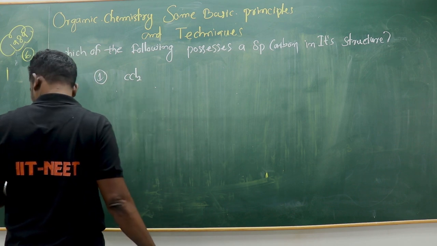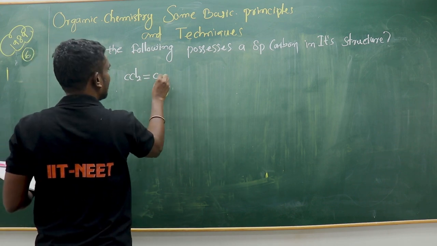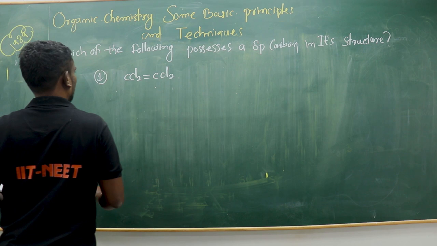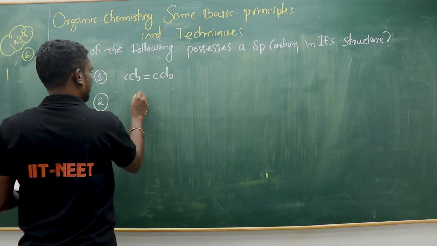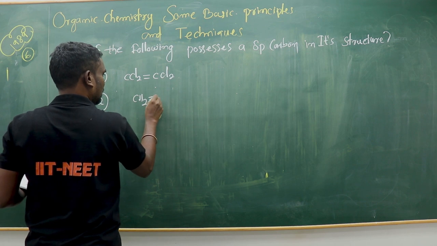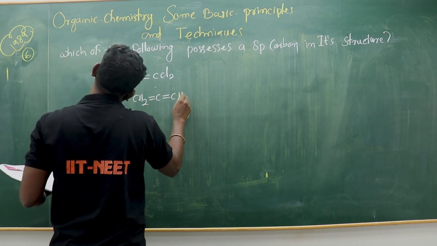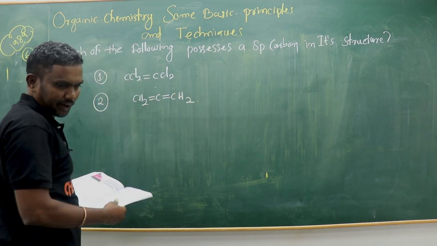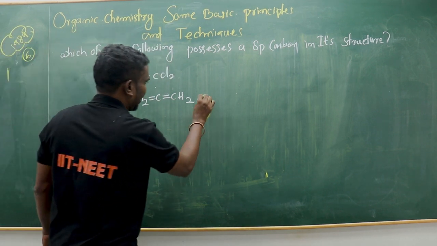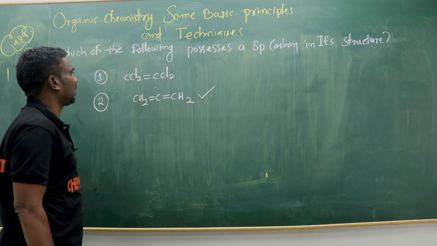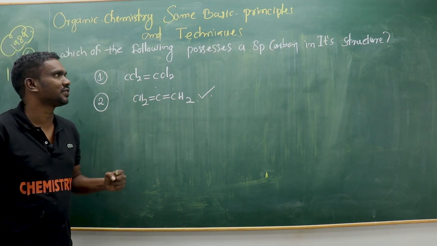CCl2, double bond, CCl2. This is the first option. Second option, CH2 double bond C double bond CH2. We are writing two options, one correct option, one wrong option. Right, sir? Second one is the right option, sir. Dekhna beta, how the second option is the right option.